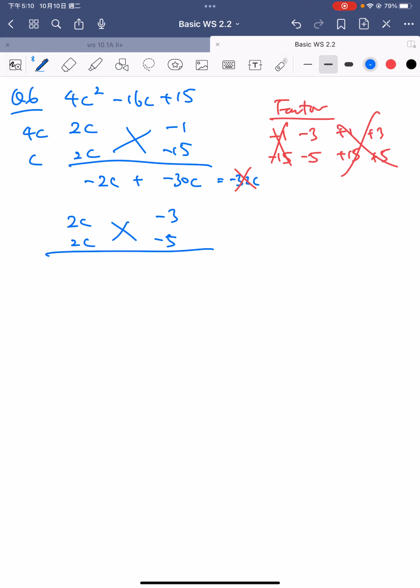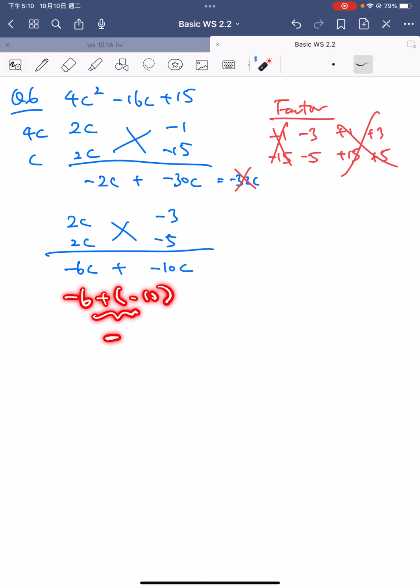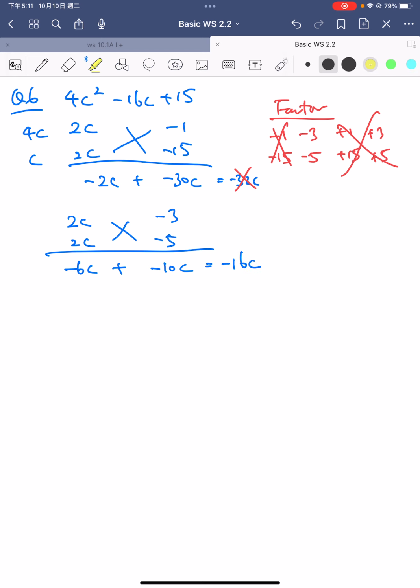2c times negative 5 gives you negative 10c. 2c times negative 3 gives you negative 6c. You add them together, negative 6 plus the negative 10. Adding the negative gives you negative, so negative 6 minus 10 gives you minus 16. So this gives you negative 16c. Alright, bing bong, this is the same as the middle coefficient, which means 2c minus 3 is a factor together with 2c minus 5. So we have 2c minus 3 as the first factor, 2c minus 5 as the second factor.